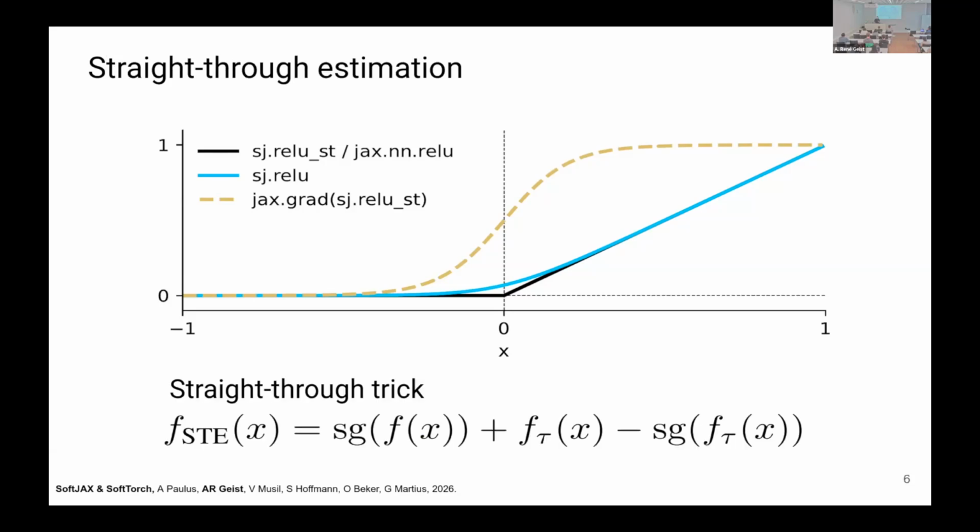And so what you can do is what's called the straight-through trick or straight-through estimation. You take the hard function, in this case the ReLU, wrap it in a stop gradient operator. Then you add the soft function, here the softplus, and directly subtract the soft function again, wrapped in a stop gradient operator. And so your automatic differentiation library, when you now do backwards mode autodiff, uses the hard function in the forward pass, but if it needs to compute the gradient of the function for the automatic differentiation pipeline, it uses the softplus.